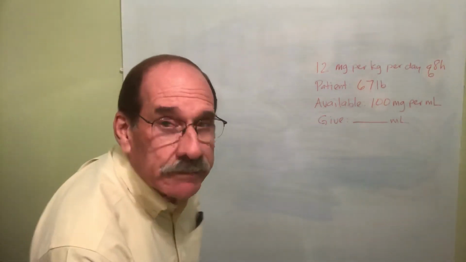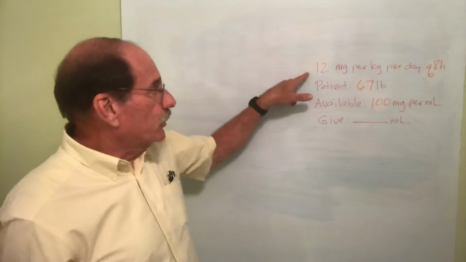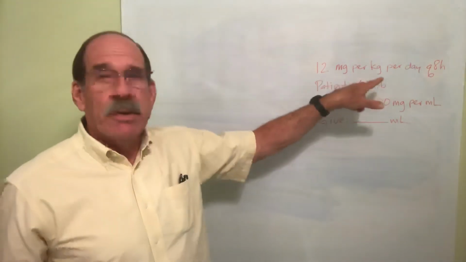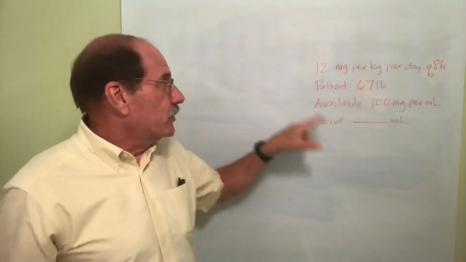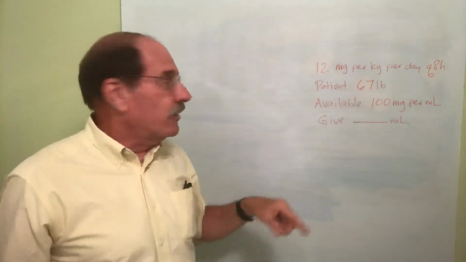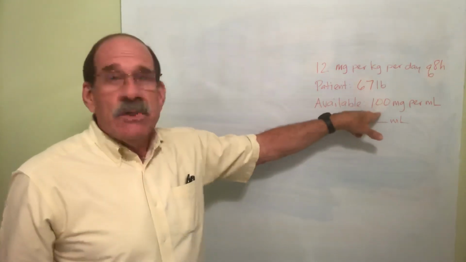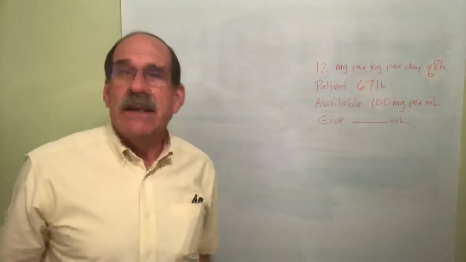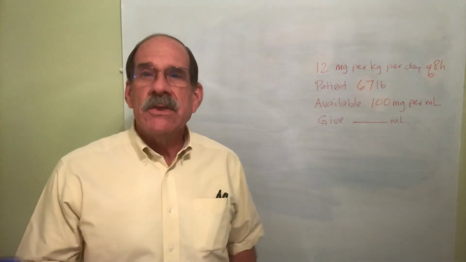Let's look at another one. The order is for 12 milligrams per kilogram per day, Q8H, patient weighs 67 pounds. That's the dosage strength. How much am I going to give? Do it the same way.